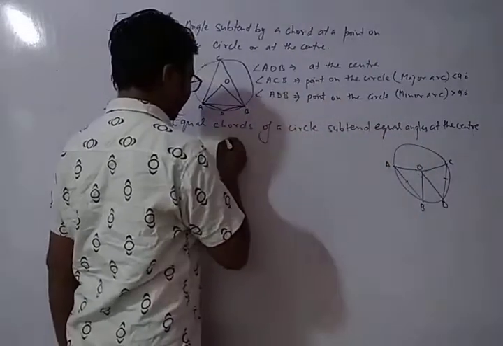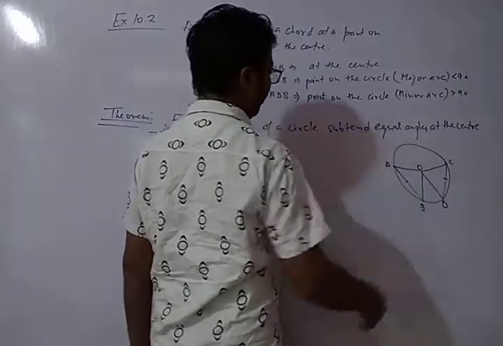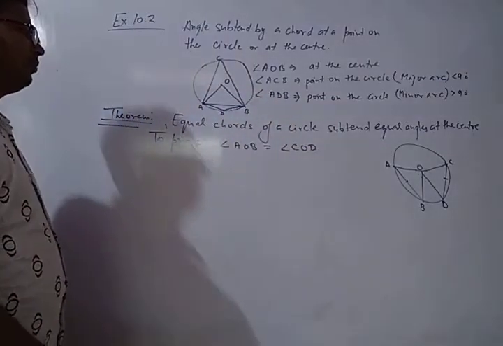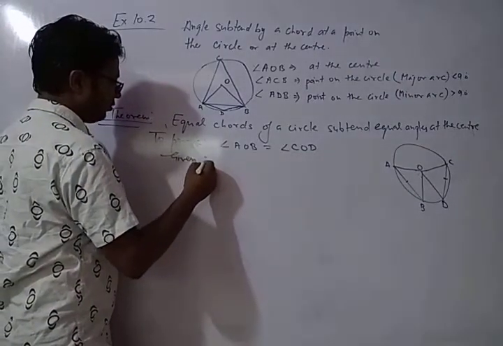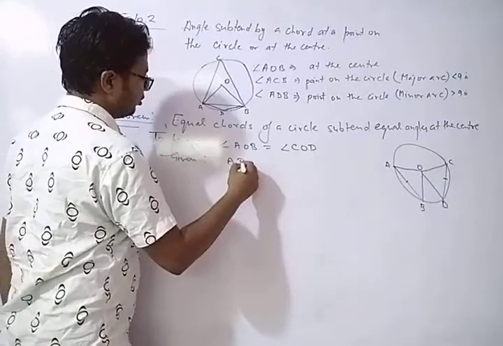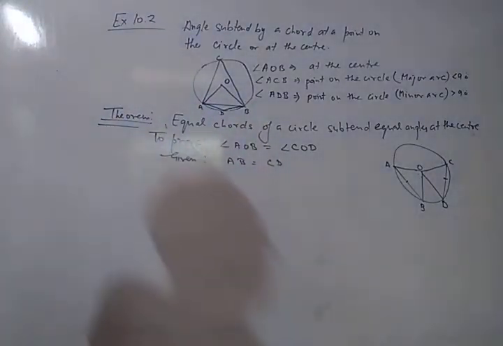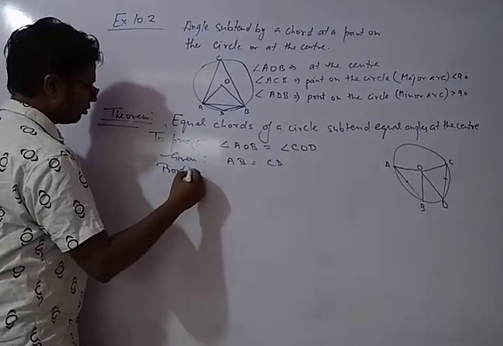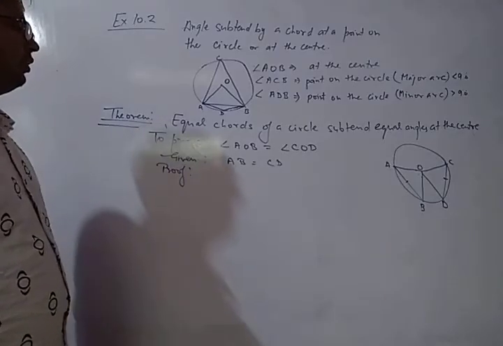Angle subtend कौन सा किया गया? Angle AOB is equal to angle COD. ये हमें प्रूव करना है. Is it clear? Now, what is given in that? AB is equal to CD. Now, see the proof. Is it clear?